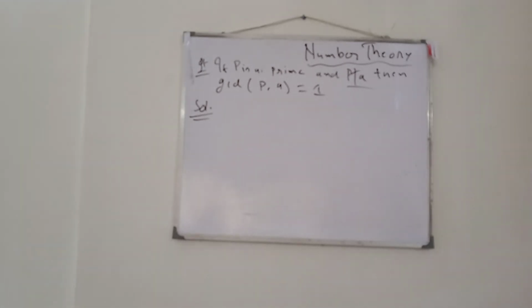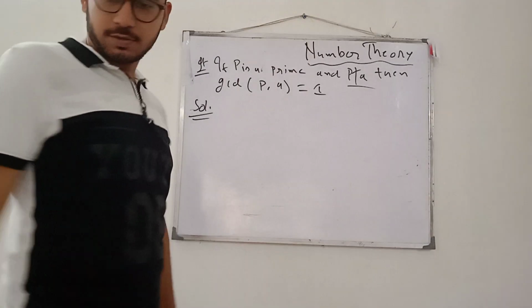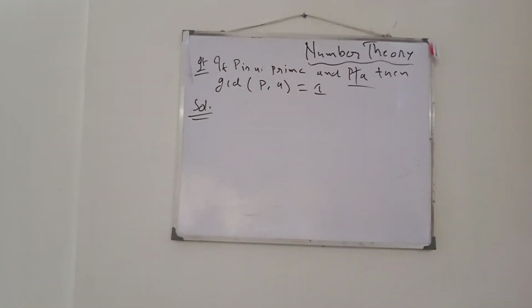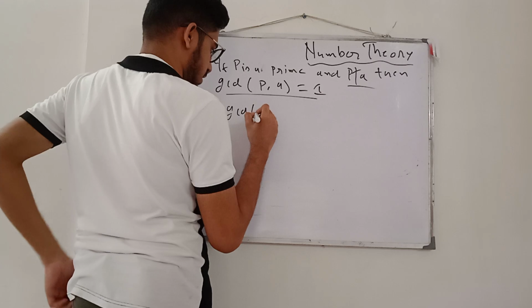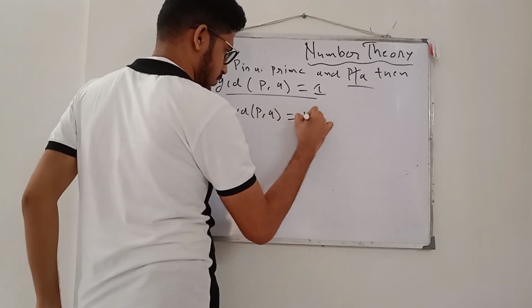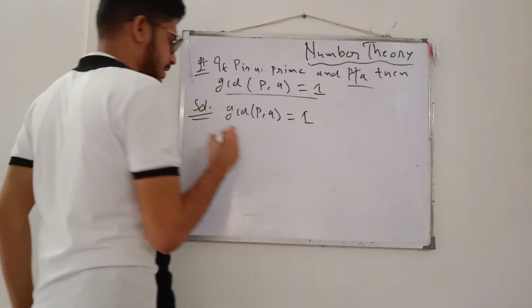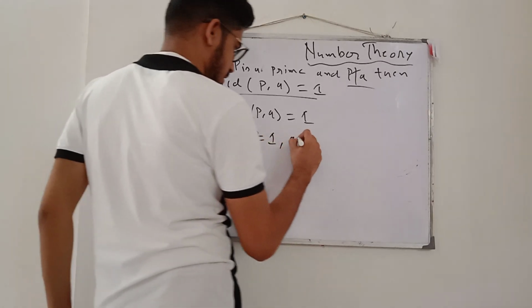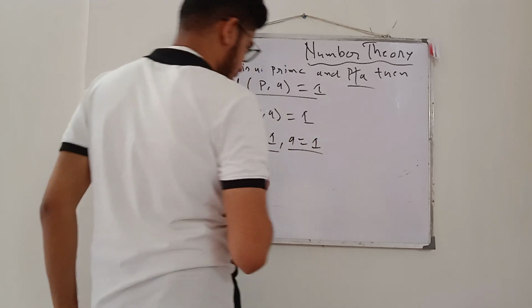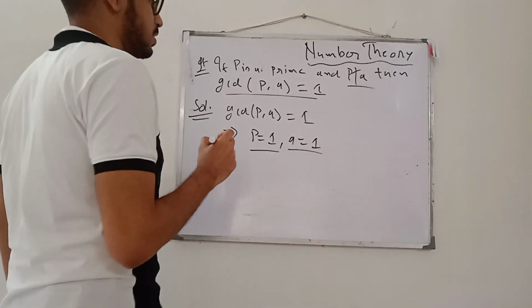Okay, guys, I hope you noted. Now let's begin with the solution part. Here, what is the meaning of GCD(P, A) is equal to 1? It means P is equal to 1, A is equal to 1. I hope you understand.